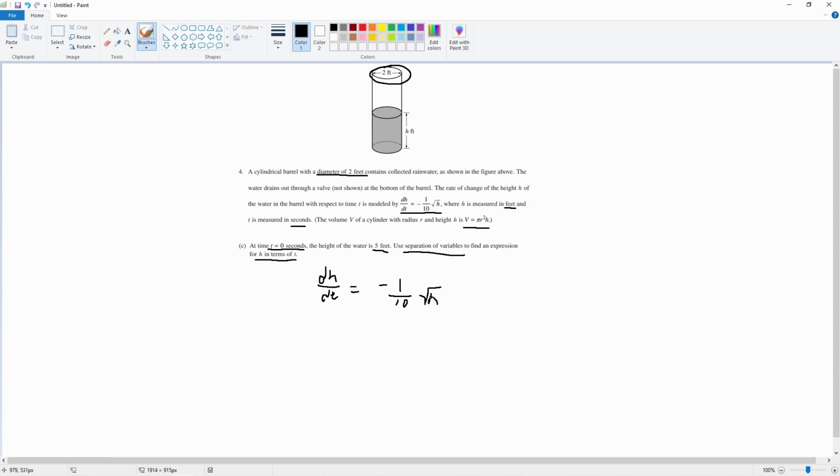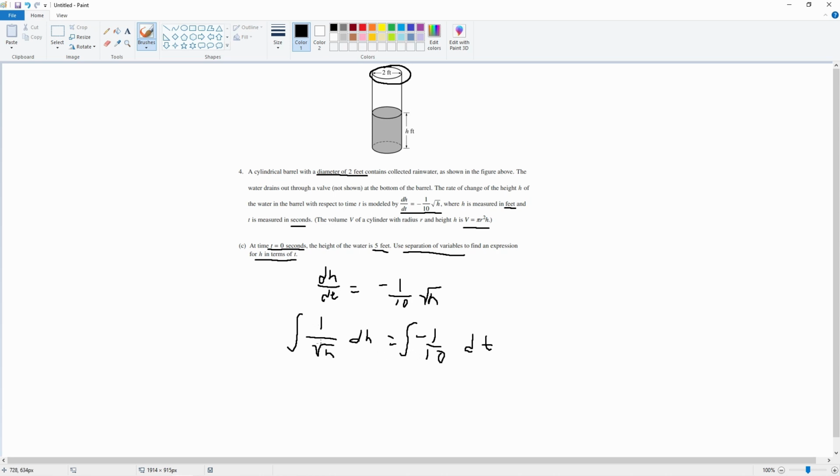So we want to move our h's and our t's to one side. So square root of h, if we move this to this side, it just becomes 1 over root h dh, sorry, is equal to negative 1 over 10. And then we move our dt, so we put this dt on this side. So it's just going to be dt. So to eliminate this dh and dt, we're just going to take the integral of both sides. And this is the indefinite integral.